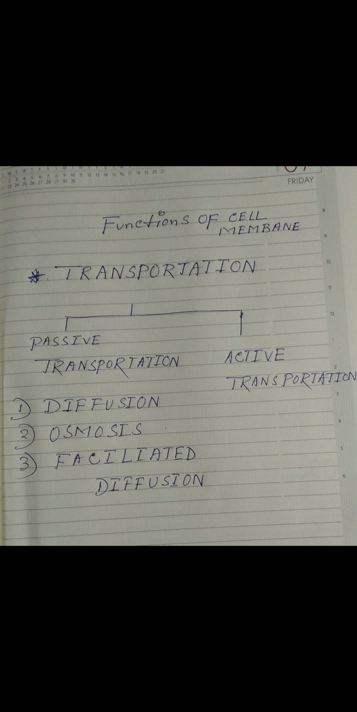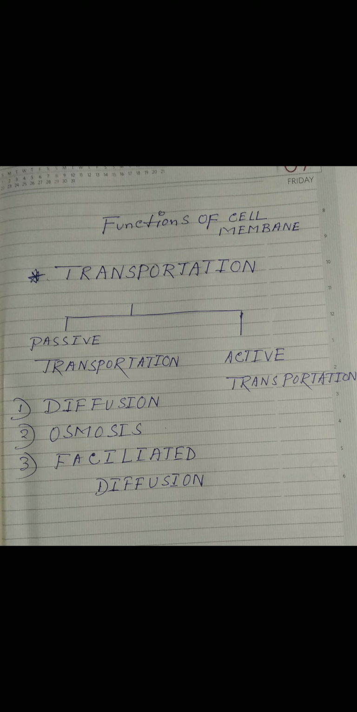So you need to remember that for passive transportation energy is not required, and for active transportation energy is required. Passive transportation occurs along the concentration gradient, and active transportation occurs against the concentration gradient. That means from the lower concentration region to the higher concentration region.